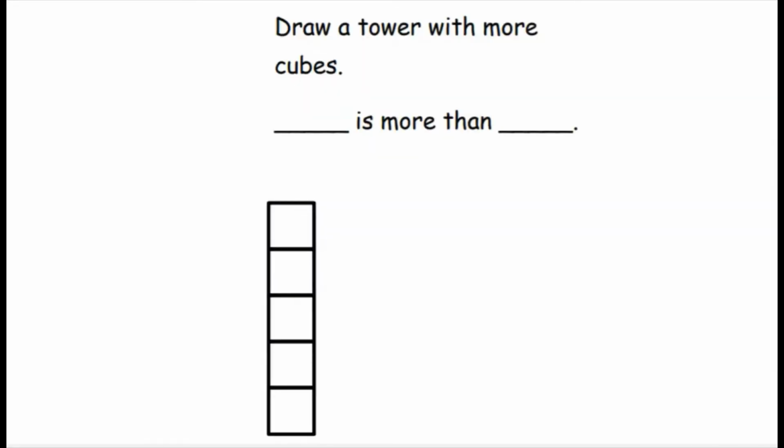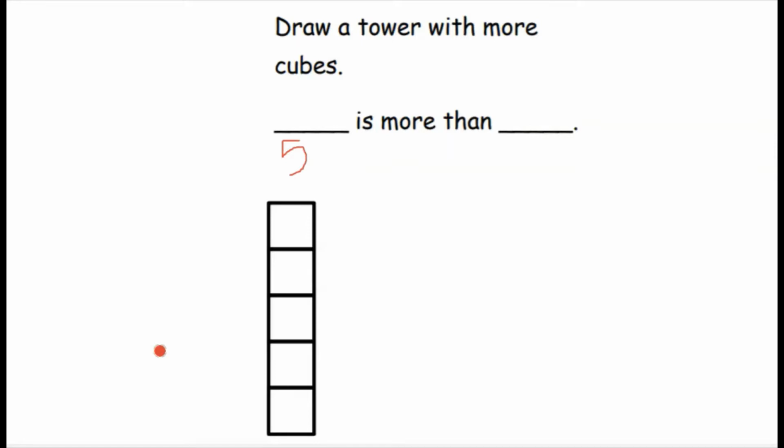Practice drawing our own towers. So we're going to look at the tower of cubes right here, and then we're going to draw a tower that's more than. So first we need to count the tower we have. 1, 2, 3, 4, 5. So we have 5 cubes in this tower. We need to make a tower that's more than. Your teacher's going to pause the video, and you guys are going to talk about what could my tower be.